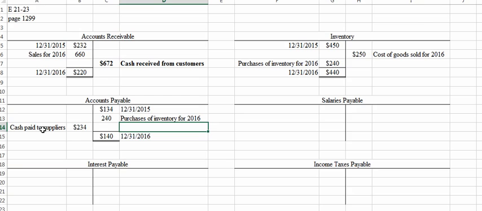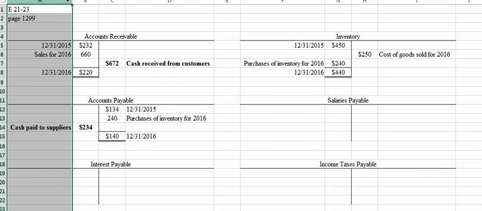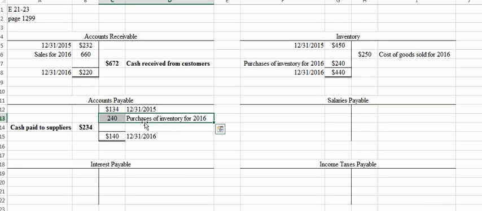So here's our second number. I'm going to put all these in bold. Cash paid to suppliers. Now, we didn't need one from inventory, but notice how we had to have this piece from inventory to fill out the accounts payable account.